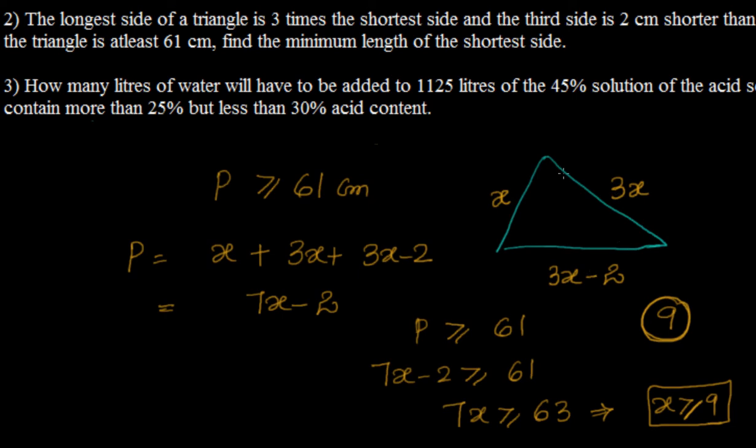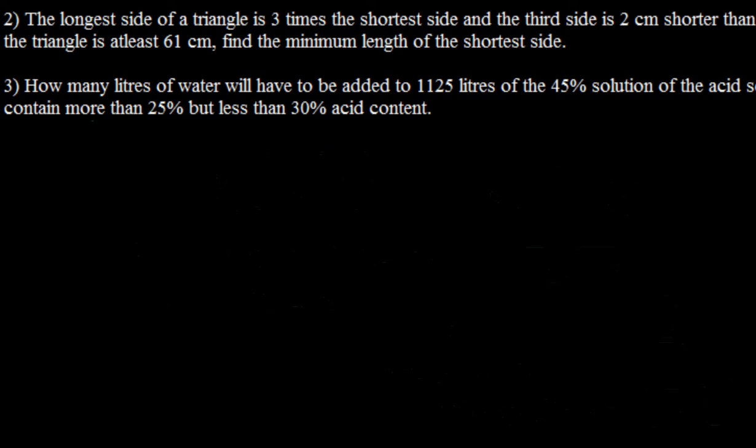You know perimeter is nothing but the sum of the sides. You just calculate it and equate it in the inequality P greater than or equal to 61. So from that inequality you can see that the solution set is x greater than or equal to 9, and the minimum value you can have is nothing but 9. Let's solve one more problem. Let's look at the third problem.